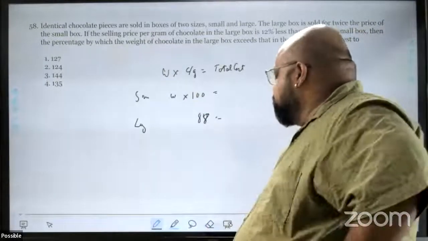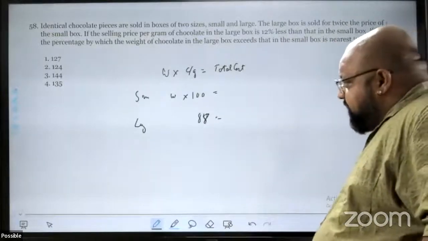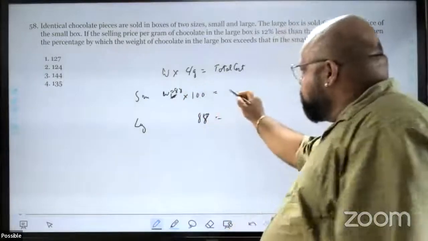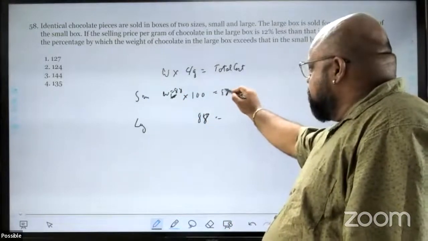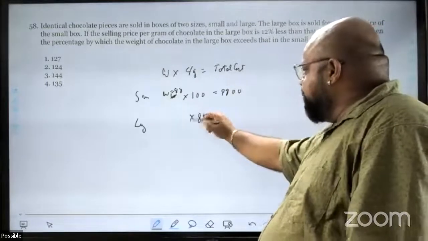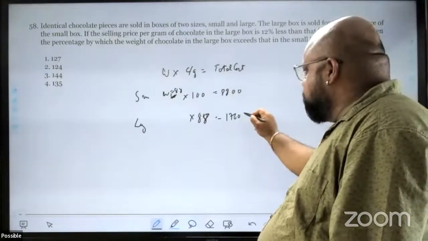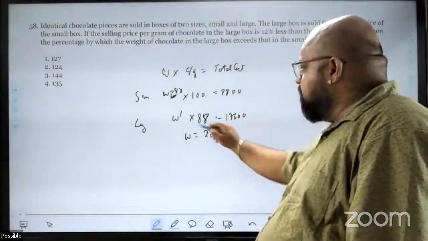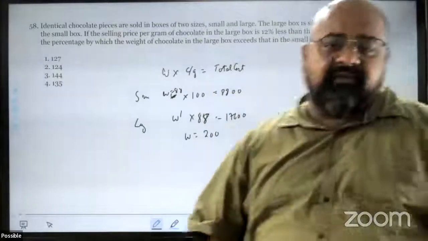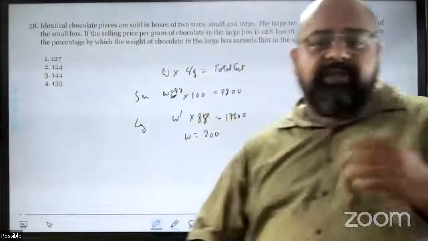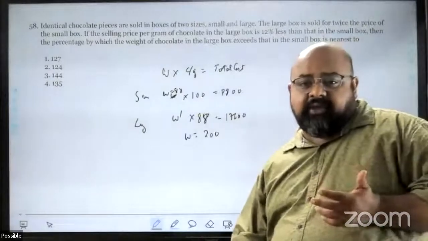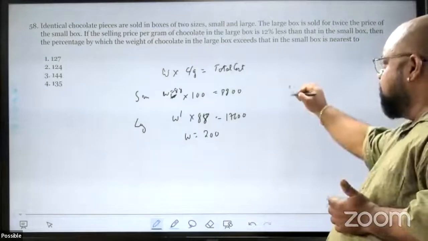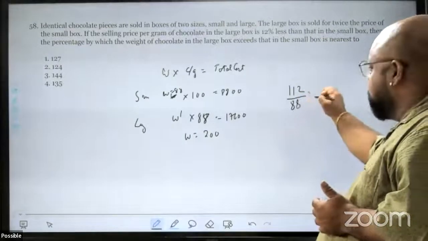Okay. Suppose I take the weight here to be, say, 88 itself. So the total cost here becomes 8800, which means the price here has to be double, and therefore it will be 17600, which means the weight of the large box has to be 200. The weight of the smaller box is 88, that of the larger box is 200. So there is an increase of 112 on a base of 88.